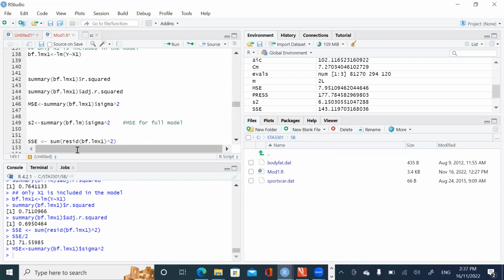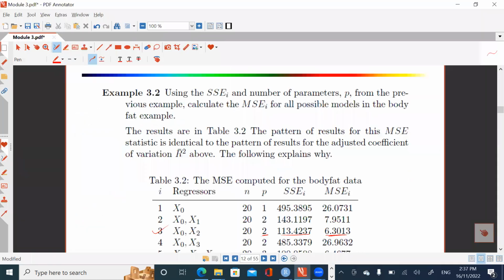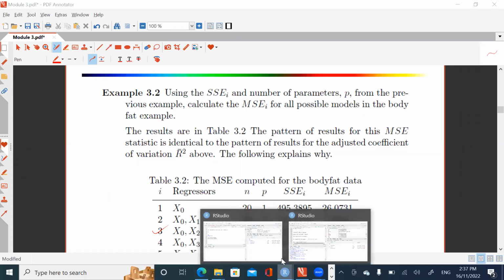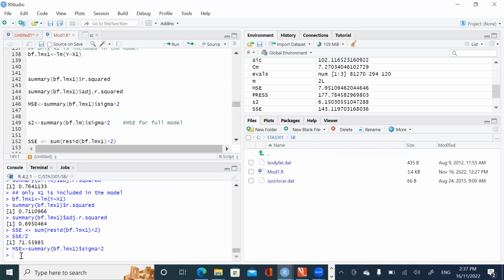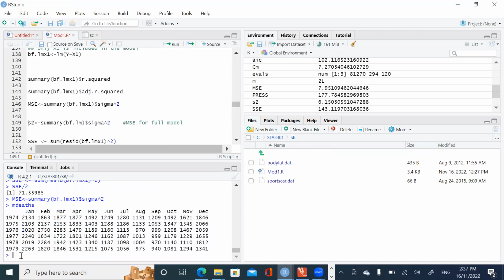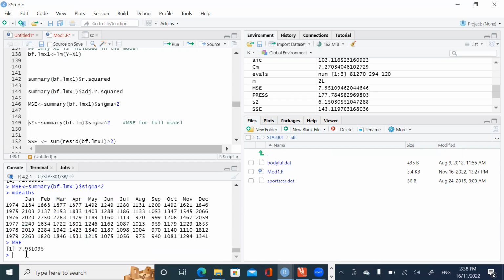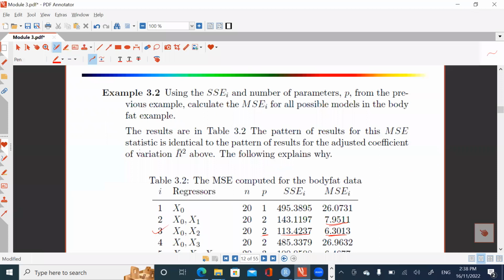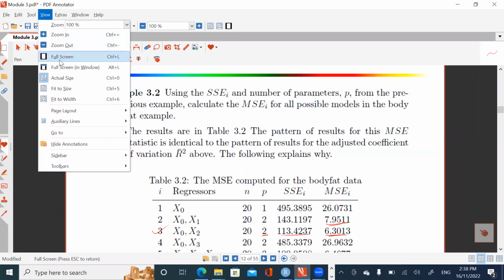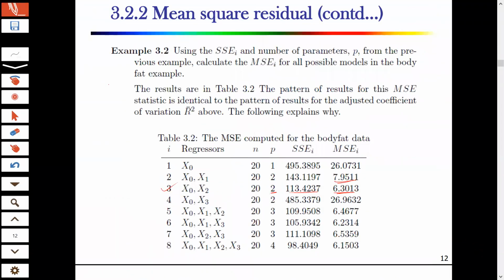That means the x1 model. If I go back to the x1 model, the MSE here is 7.9519. So this is how we can calculate the MSE. Once we fit the model, we can easily calculate the MSE. So we should prefer a model that has the lowest MSE.